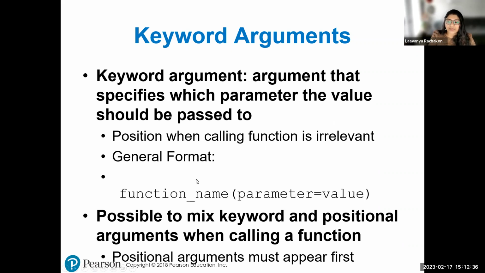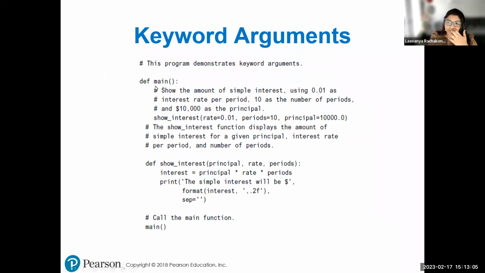So the general format is: while you are calling the function name, parameter is equal to value. You are first setting the parameter, and then the value here is your argument. There is a possibility to mix keyword and positional arguments when calling a function. When you have more than one variable which you do not want to assign, in that case, the positional arguments must appear first. So let's take a look at this example.